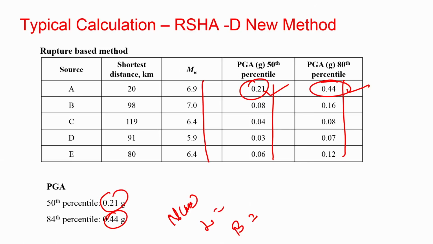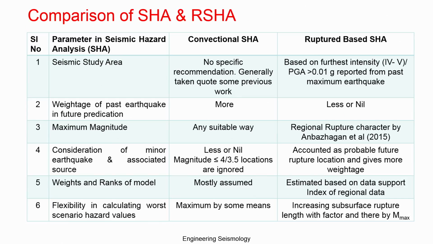This procedure has been demonstrated in a publication in Engineering Geology, which you can find on my website. So, let us see the summary between these two approaches. On the seismic study area, the conventional approach does not say anything. You can select whatever radius you want. Some people use 100 kilometers for DSHA, some use 300, some use 400. There is nothing specific. But in rupture based analysis, we say you select your seismic study area considering the intensity value of past earthquakes, a radius of 4 to 5, or PGA of 0.01 and above, which is of interest to the structures.